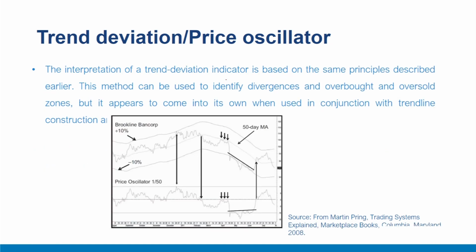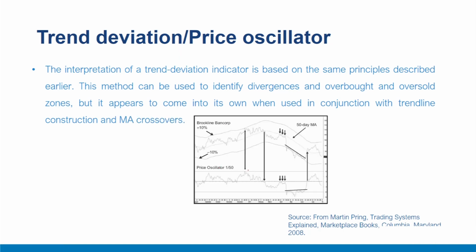The interpretation of trend deviation indicator is very similar and based on the same principle as we have been discussing. This method can be used to identify divergences, as we did earlier, overbought and oversold levels, and it appears to come into its own when it is used in conjunction with trend line construction.